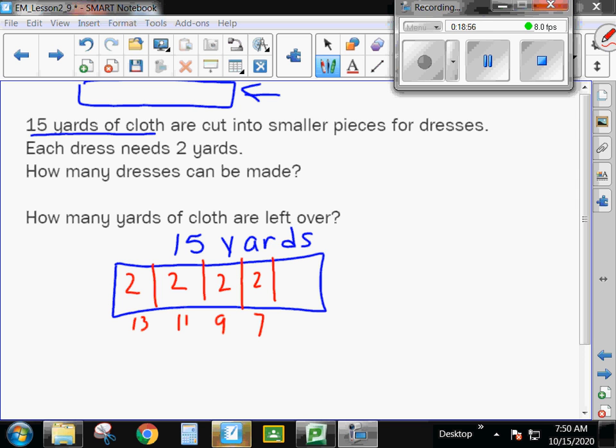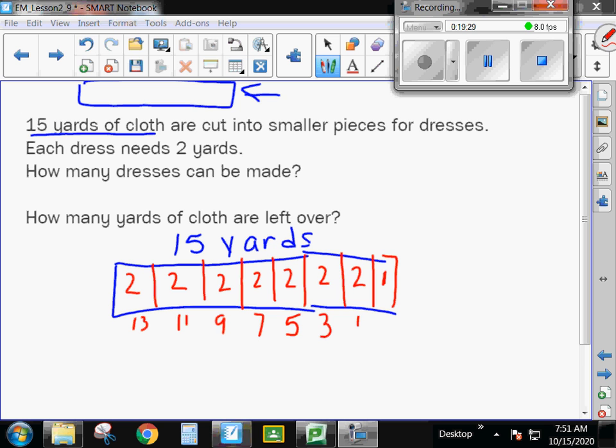I might need to make this a little bit longer to help me out here, and that's okay. And then I need another 2 yards, and that's going to take me down to 5. All right, I'm going to keep drawing my cloth out a little bit longer. Then I'm going to take another 2 yards, and that has me down to 3 yards left. And then I'm going to take another 2 yards, and that's going to leave me down to 1 yard left. Okay, so what is left is only 1 yard.